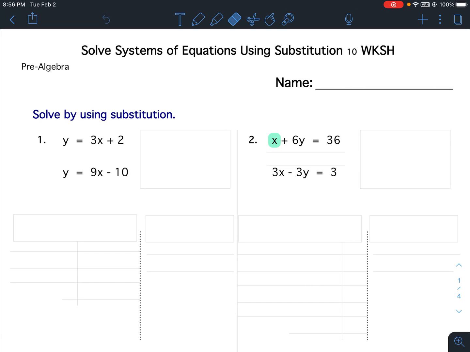Solve systems of equations using substitution, lesson 10 worksheet. I'm going to work through some of the problems completely with you. I'm going to work through some of the problems and only do a portion of them. Whatever I don't do, you'll be responsible to finish on your own.